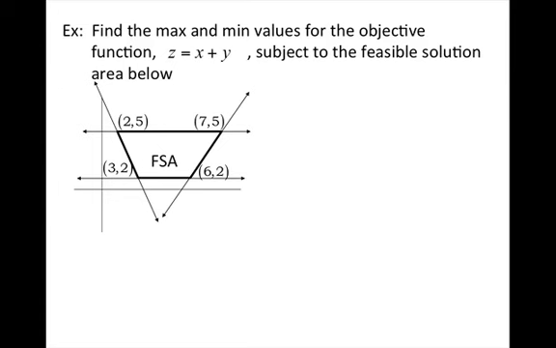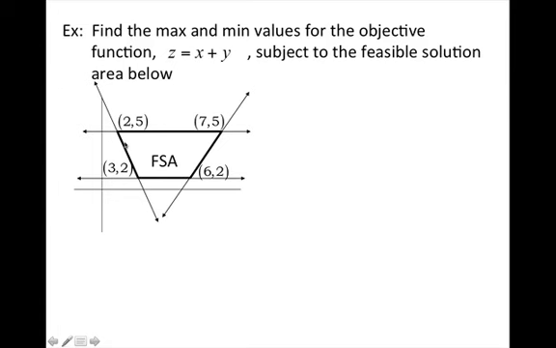I want to find the maximum and the minimum values for the objective function z equals x plus y, subject to the feasible solution area below. Now, for simplicity, I haven't shaded this graph. But if you notice this quadrilateral right in the center, it's labeled FSA, so that's my feasible solution area.